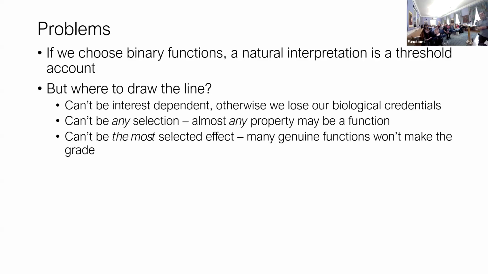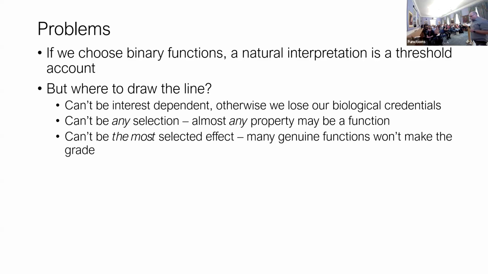So here's one problem. If we choose to have binary functions, then naturally we might think of it being some kind of threshold account. Once you get enough strength of selection over a long enough period of time, now we have a function. But until then, there just was no function. But of course, the question is, where on earth would we draw this line? And it seems that we're not going to get this from biology or any kind of well-motivated cutoff point.